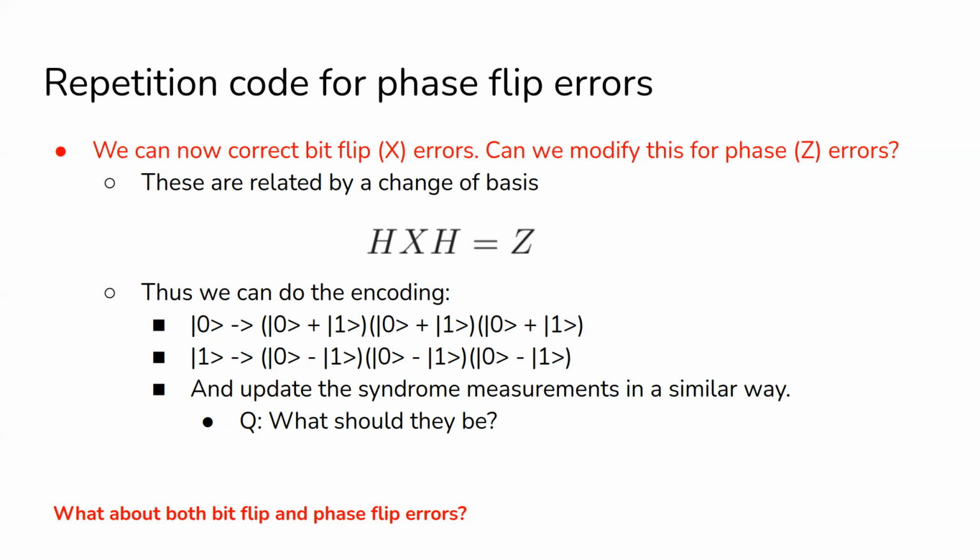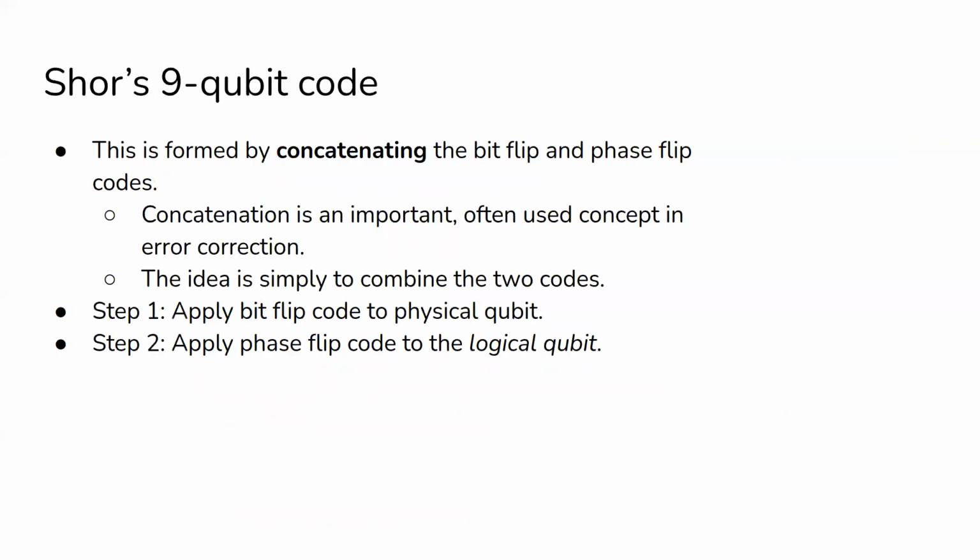The idea is the following. In error correction, there's the idea of concatenation. This is similar to sequential, but not exactly. You'll do two steps of the encoding. Step one is that you'll apply the bit flip code, and then step two is that you'll apply the phase flip code, so you'll concatenate it. So you'll have more qubits, as you said. If we use 3 qubits for each, then we'll have a total of 9 qubits. So let's see an example of what this means.